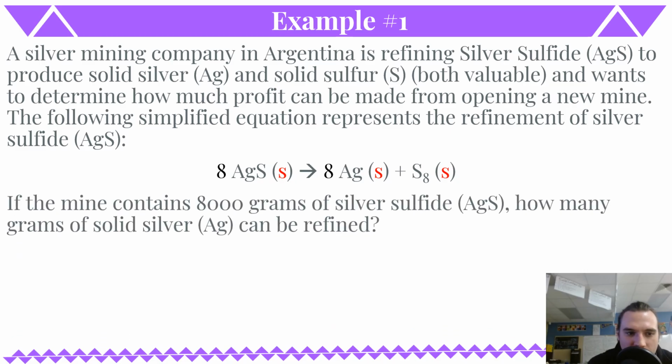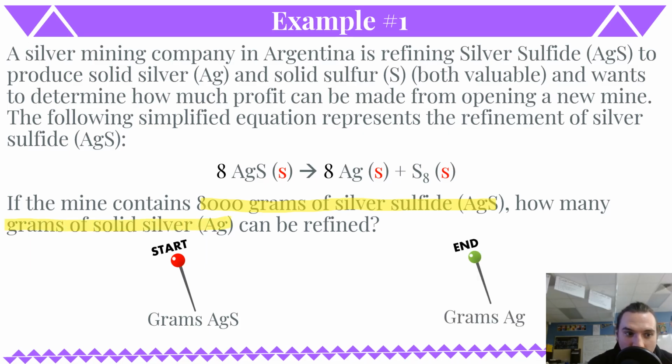Now, let's say the mine contains 8,000 grams of silver sulfide, so 8 kilograms. How many grams of solid silver can be refined from 8,000 grams of silver sulfide? Okay, so we're going to start with 8,000 grams of silver sulfide, so that's our start, and we want to end with grams of solid silver. So this is our goal here.